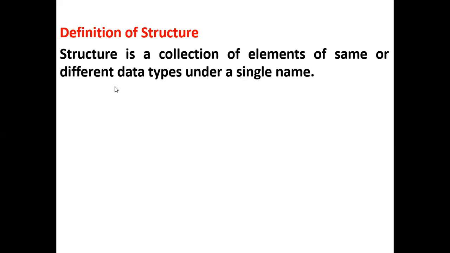A structure is a collection of elements of the same or different data types under a single name. We already studied variables. A variable is used for storing a single data. In a variable you can store only a single data. Then we discussed array. An array is a collection of elements of the same data type.